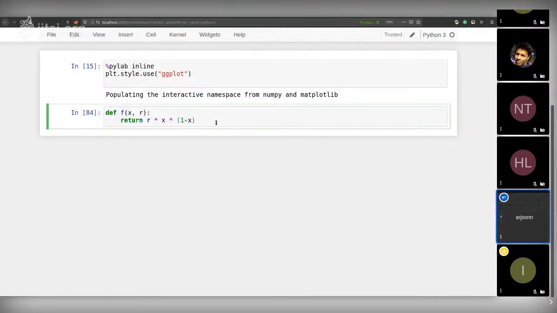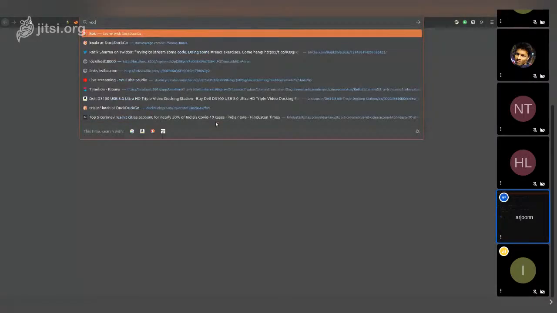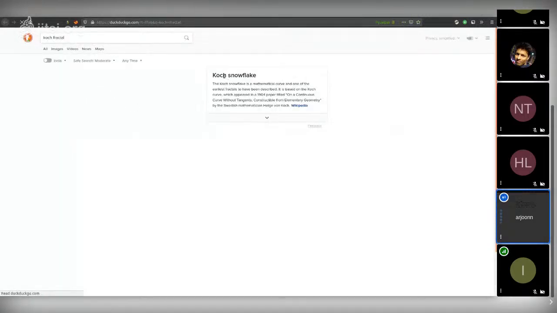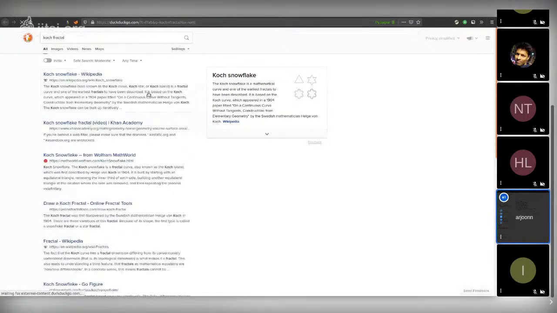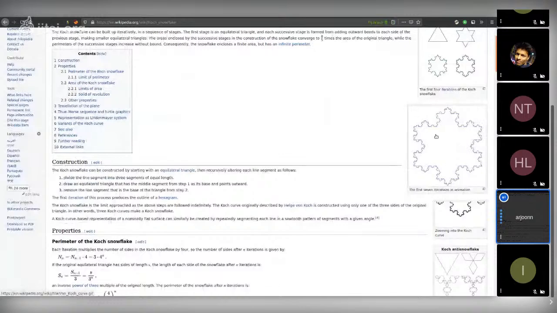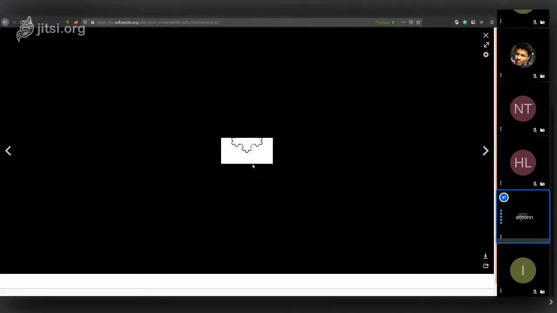So, one of the most famous is the Koch snowflake. This is really cool. What you do is you start with a triangle, and then, you know, there is a procedure. You keep on applying that, and you start getting this snowflake, right? And here is the zoom. I really like this part.